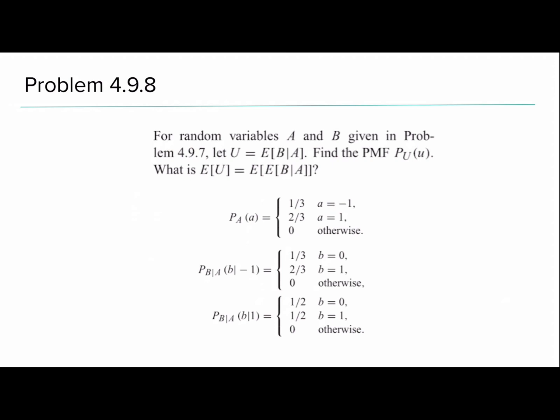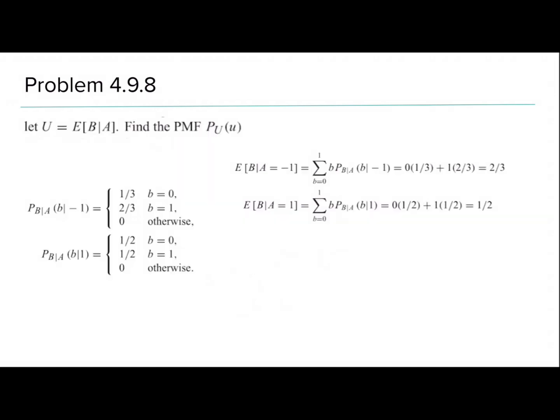So from the previous part we have the probability definition of PA, P of B given A, and U is equal to the expected value of B given A, and we're supposed to find the PMF of U. First we'll work on finding the expected value of B given A, and A assumes two values which are 1 and minus 1. So what we have here is E of B given A is equal to minus 1, and E of B given A is equal to 1.